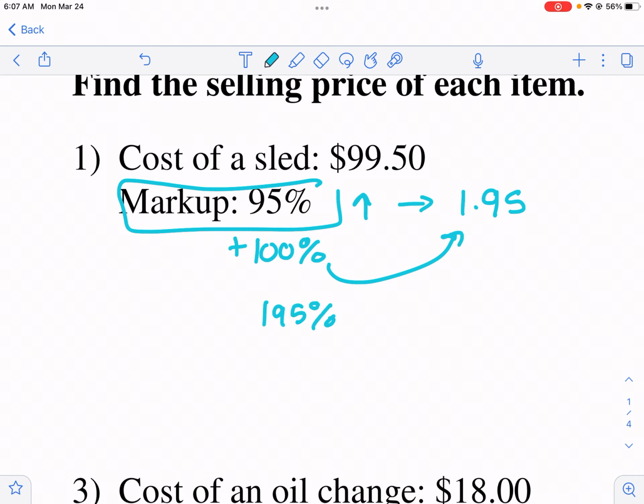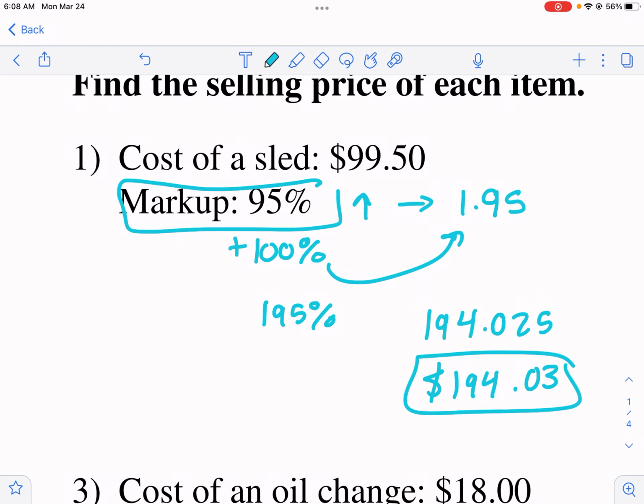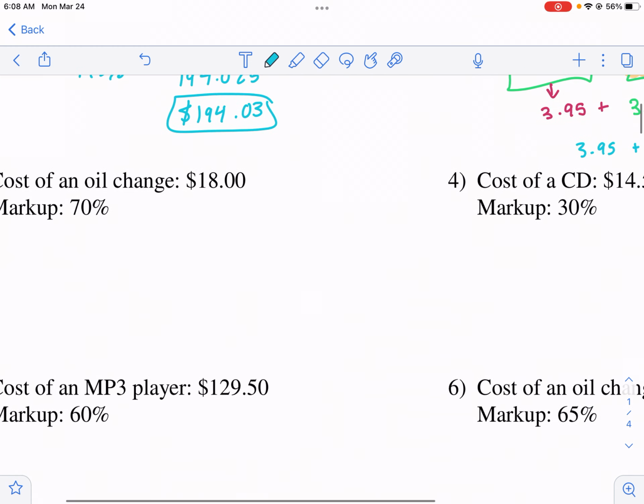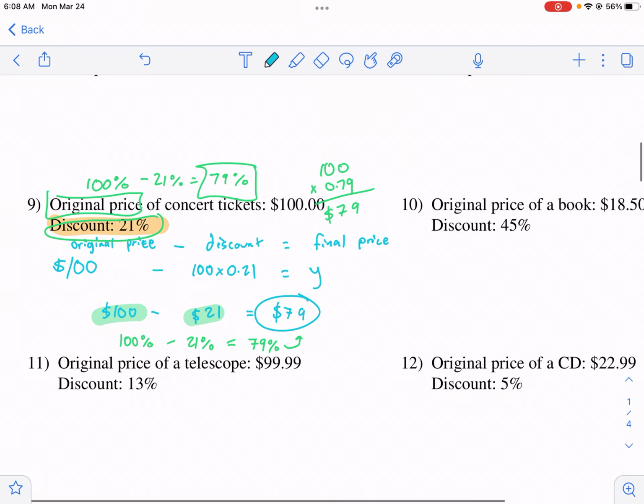I hope you can see that's the part that's easy to do in your head, and now I can just take my calculator and do 99.5 times 1.95, and I get 194.025, okay, which I need to round to 194.03, and that's going to be my answer. So I do that super fast now, that I can just do that markup or discount in my head.